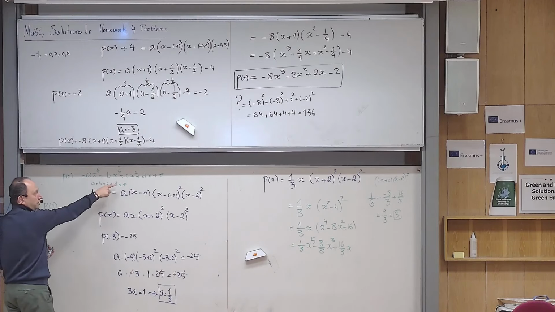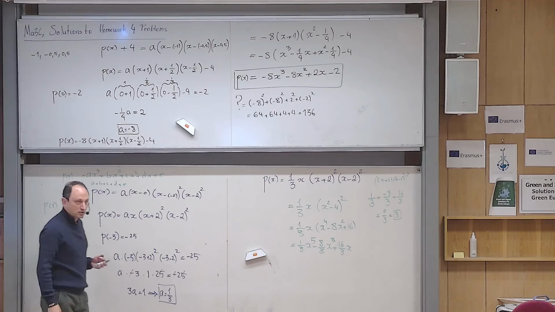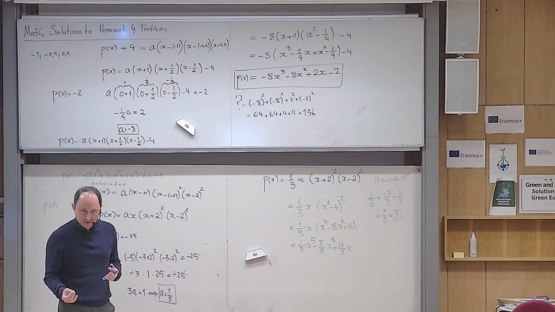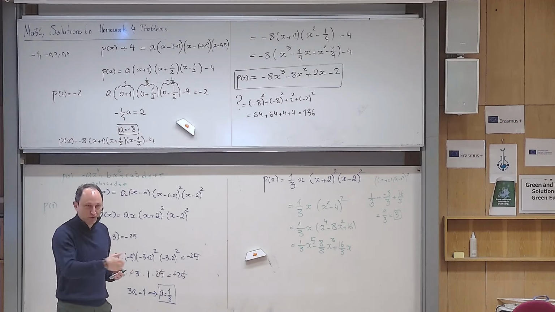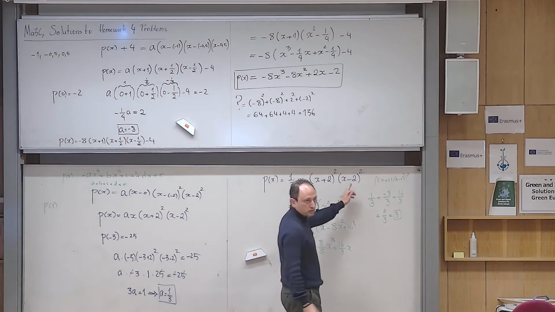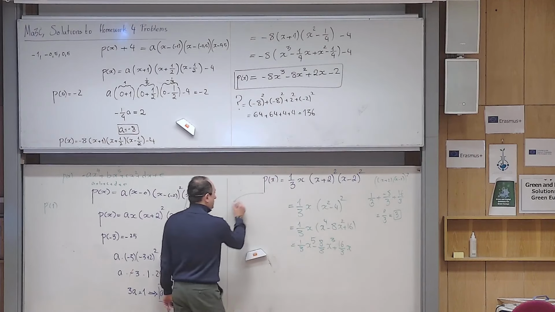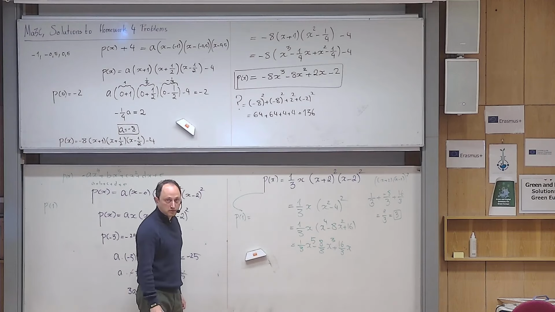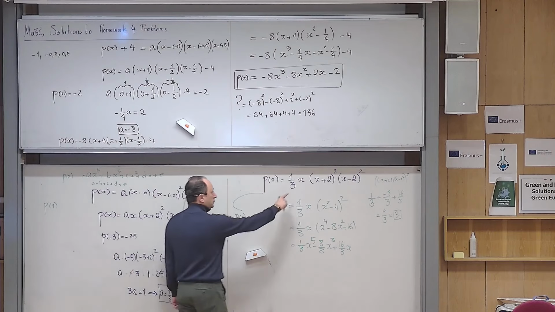Because P of 1 becomes exactly the sum of the coefficients. So if the sum of the coefficients is wanted, and if you have this in your memory, you can do it a little bit faster. Instead of doing expansion, what do I do? I just calculate P of 1. So what is P of 1?